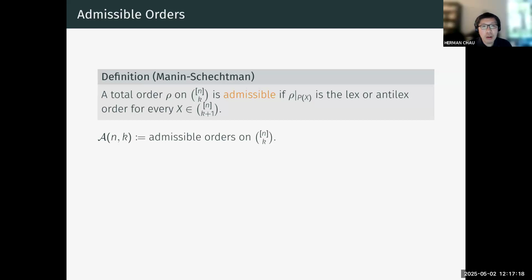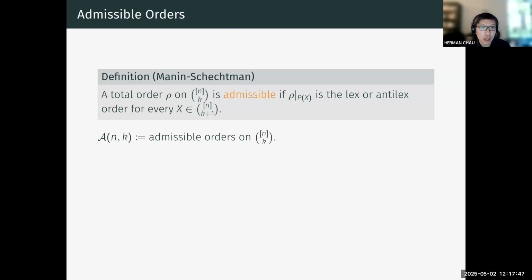Okay, the main object we'll consider for the higher Bruhat orders is something called admissible orders. An admissible order is a total order on the k-subsets of [n], but with an additional restriction. If we take our total order rho and restrict it to any packet P of X, it needs to order the packet in either lex order or anti-lex order.